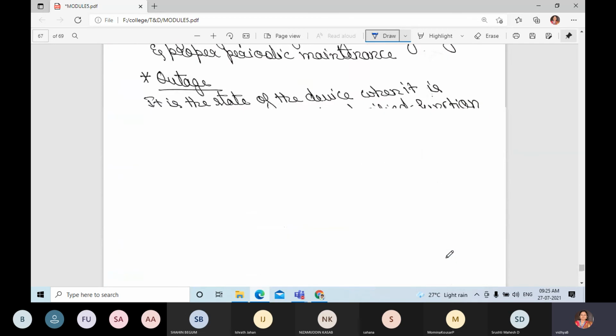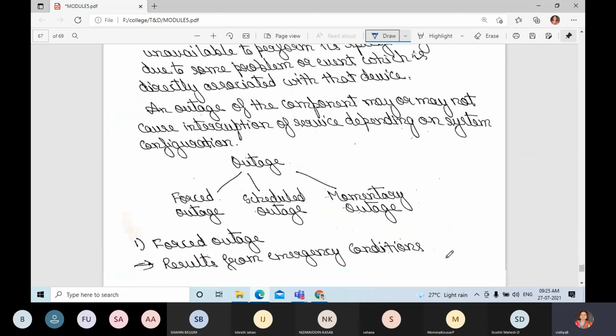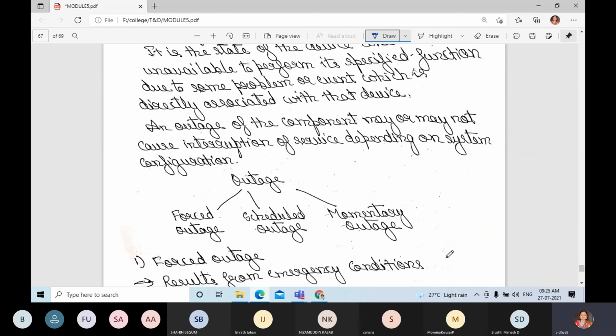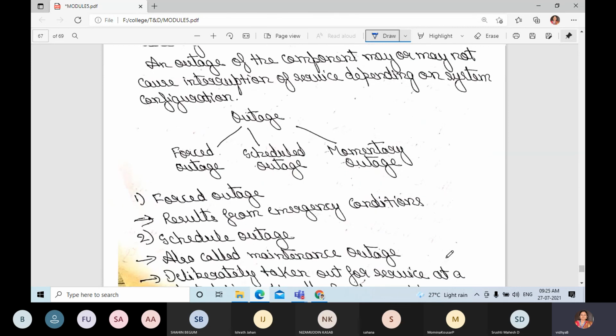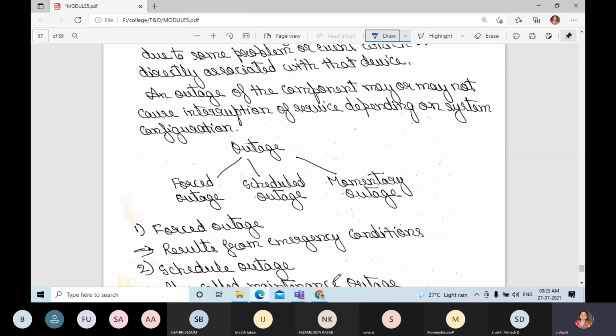Okay. In the next class, we shall discuss the bathtub curve, and also outage: scheduled outage and momentary outage. This is in the next class. I will finish the syllabus. If possible, today only I will record and send.